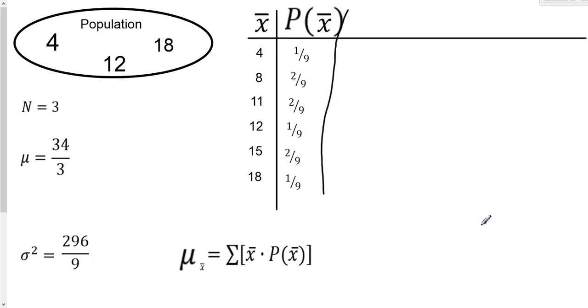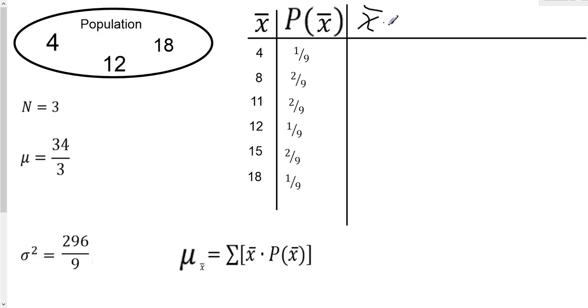So for my sampling distribution then, what I'm going to do is multiply in this next column. Let me make a straight line here. In the next column, I'm going to calculate x bar times p of x bar. I'm just going to multiply x bar by the p of x bar. And in doing this, 4 times 1/9 is 4/9. 8 times 2/9 is 16/9. 11 times 2/9 is 22/9. 12 times 1/9 is 12/9.